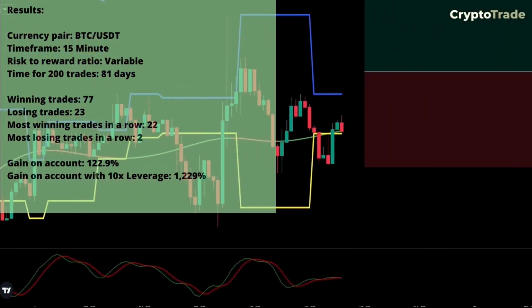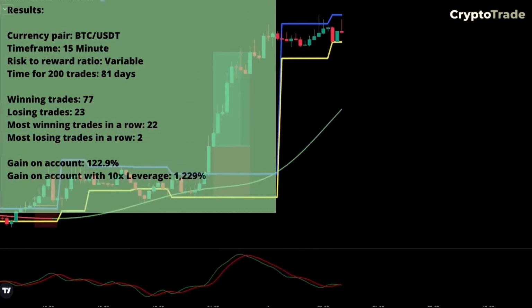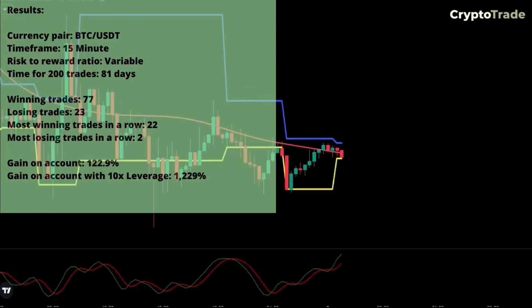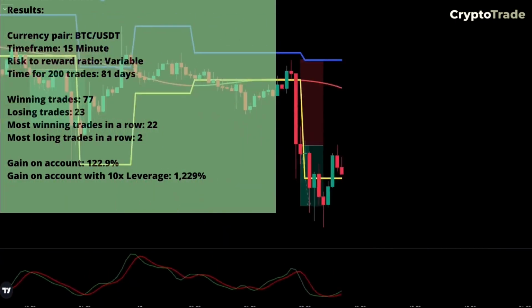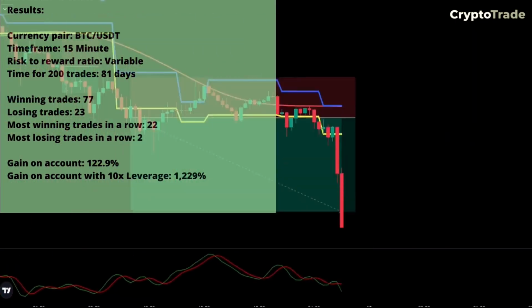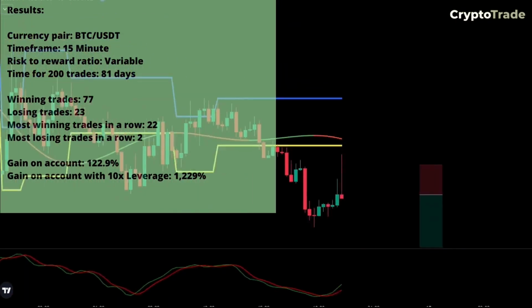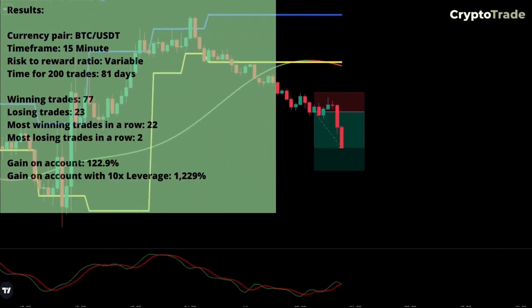The overall gain on the account after 100 backtested trades was 122.9%. However, when applying a leverage of 10 times, the gain on the account increases to a significant 1,229%. This further emphasizes the potential of the strategy being tested.